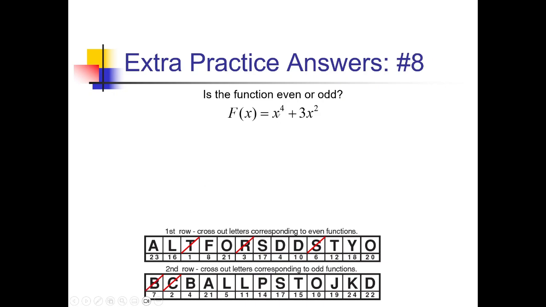For number 8, we have an even power for x to the 4th, and x squared is also even. All even powers means we have an even function. So crossing off the letter above 8 in the top row, that's this f right here.